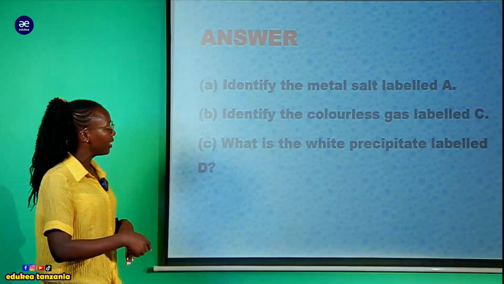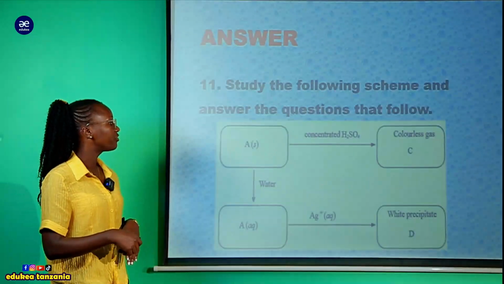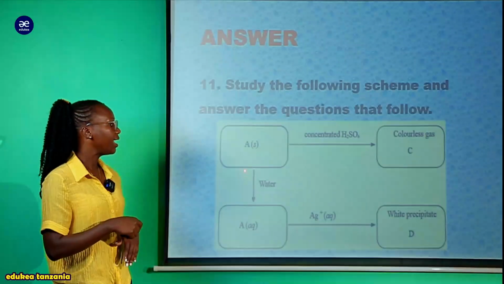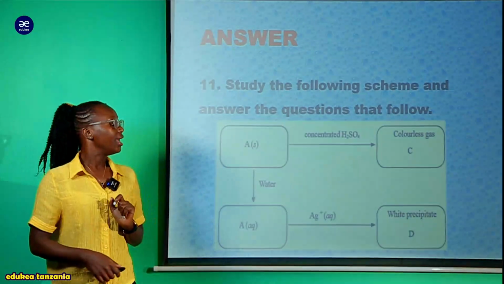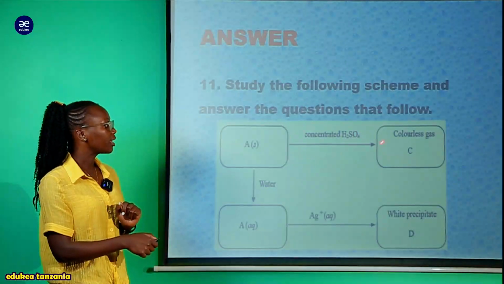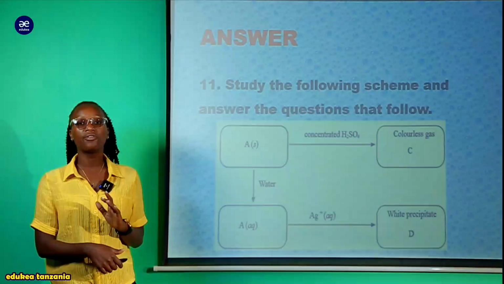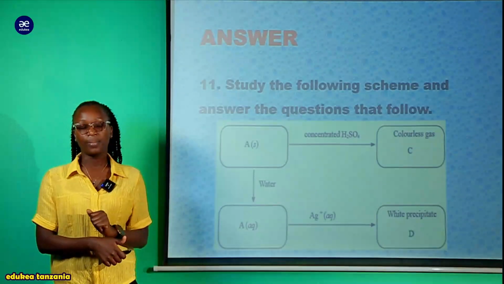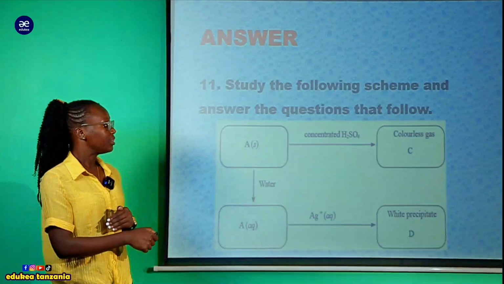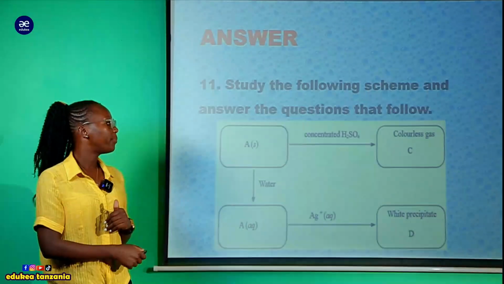Sasa unapoangalia hili swali utaweza kufanya identification of this compound. A ni kitu gani, C ni kitu gani, D ni kitu gani, kulingana na this initial given materials au given properties. Kwa mfano colorless gas C utaweza kuidentify kulingana na this initial material ambayo ili react na compound hii hapa.